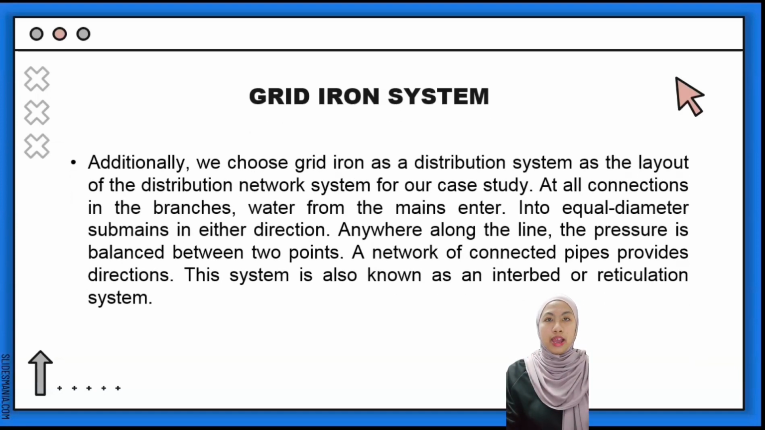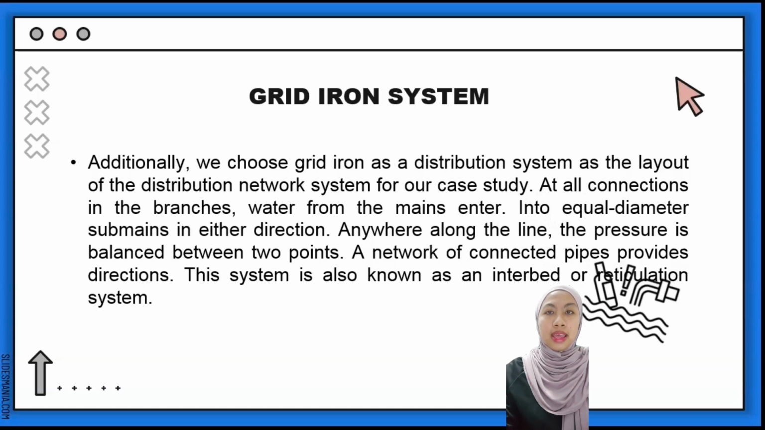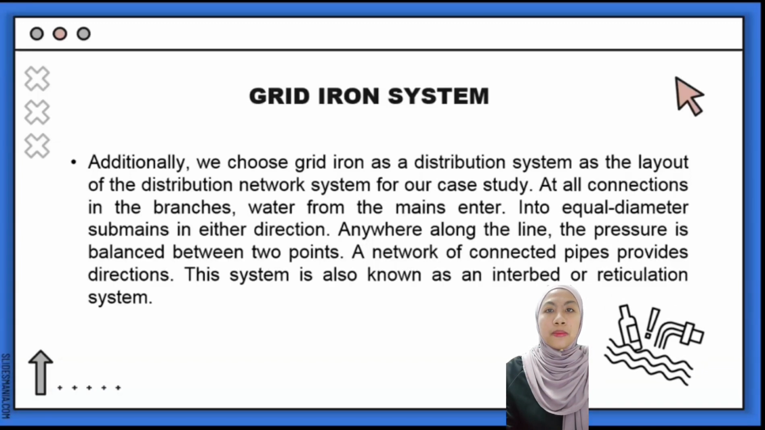Additionally, we choose grid iron as a distribution system. As the layout of the distribution network system for our case study, all connections in the branch water from the mains enter into equal diameter segments in either direction. Anywhere along the line, the pressure is balanced between 2 points. A network of connected pipes provides direction.